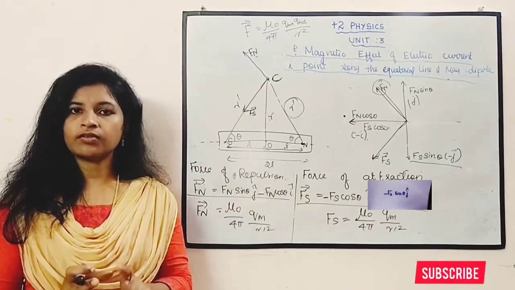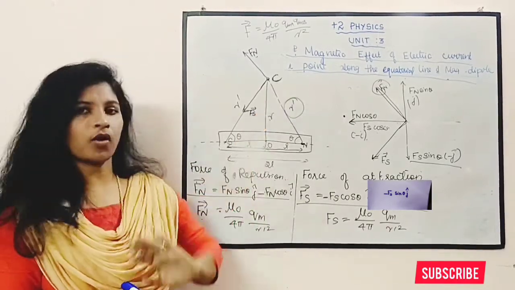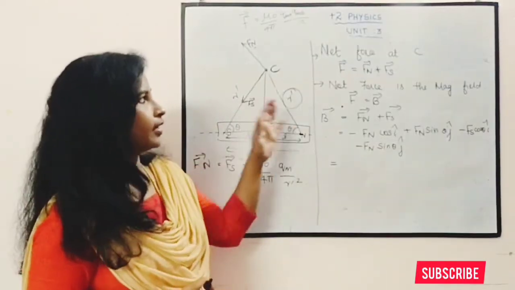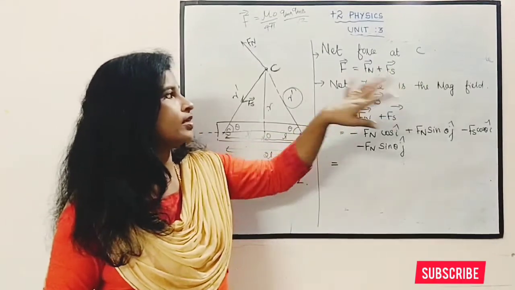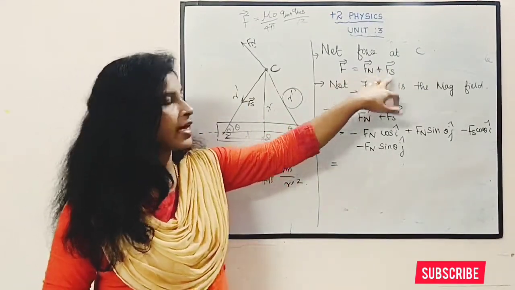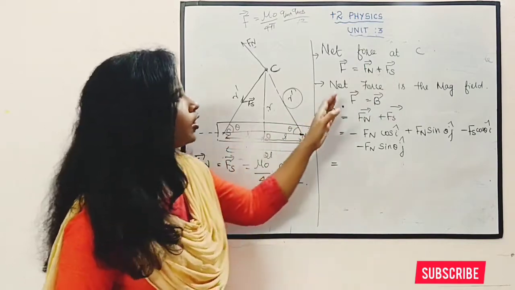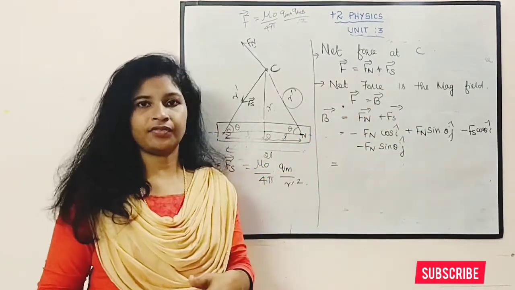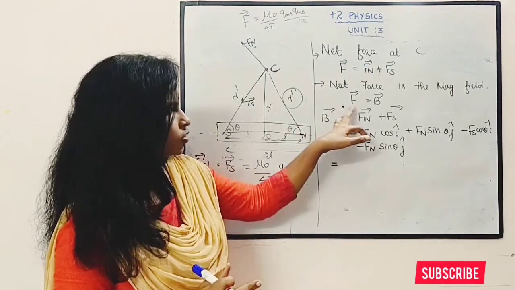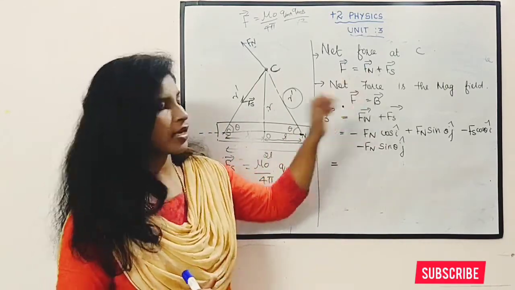Yes, we have to calculate the net force at this point C. That we are going to calculate now. So the next point is the net force at the point C. Net force means the total force, that is the repulsive force and the attractive force. Okay, so that net force is the magnetic field at that point. Whatever the net force is, that is the magnetic field at that place. So I have written that the net force is equal to the magnetic field.